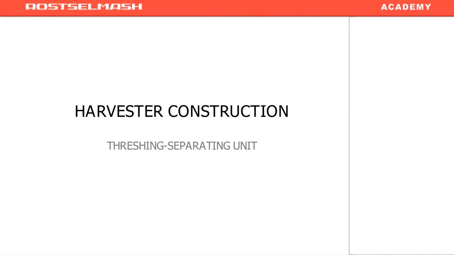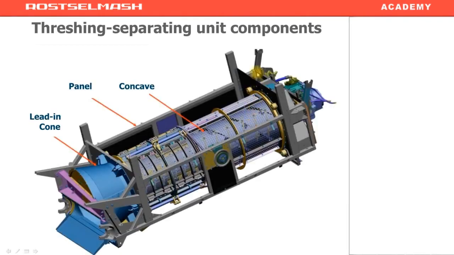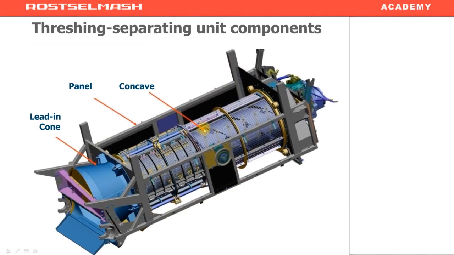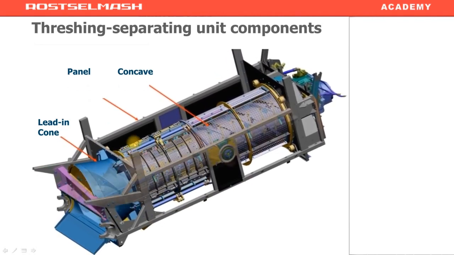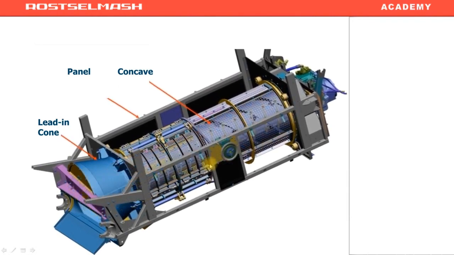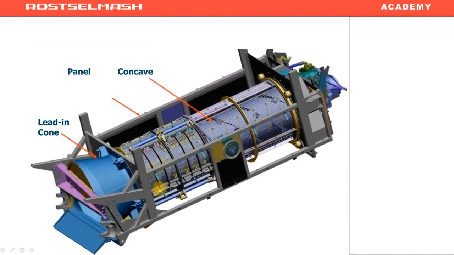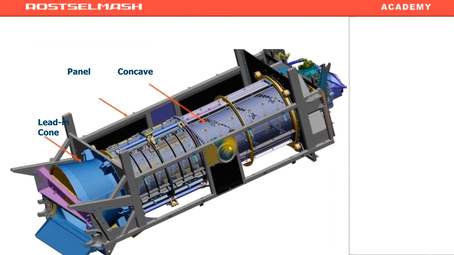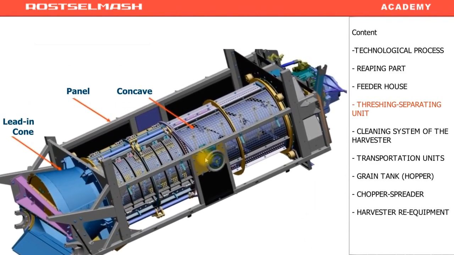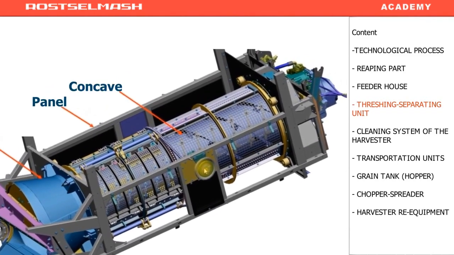Threshing and separating unit. The unit consists of a frame on which the intake cone is located. Inside the frame, there is a rotor. Outside the rotor, there is a concave frame. The concaves are installed on it. On the left, there is a concave drive. The drive rotates the concave.